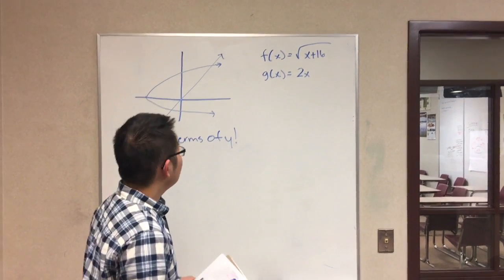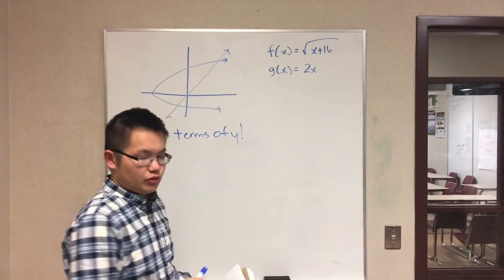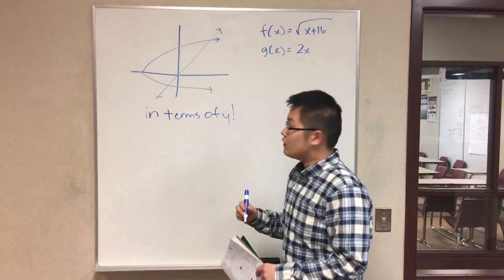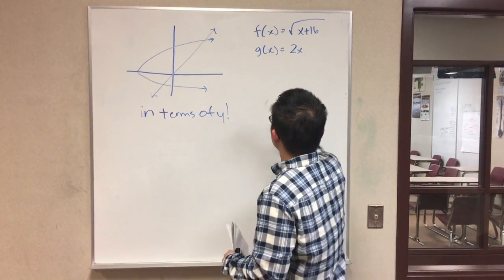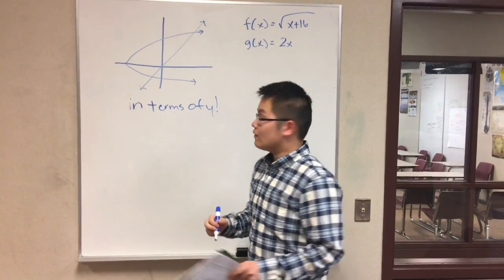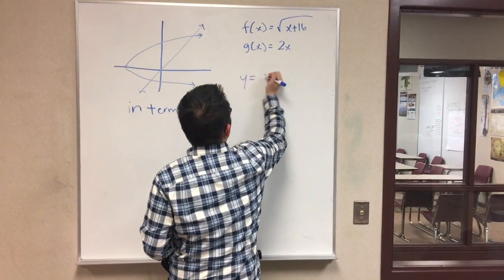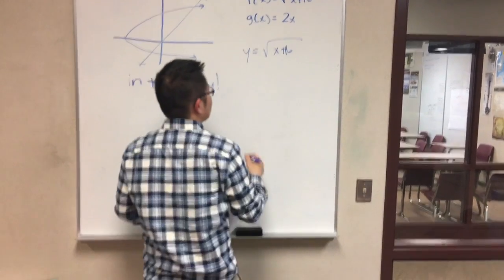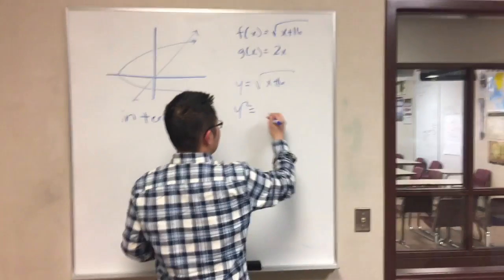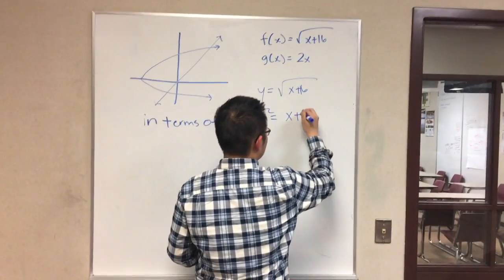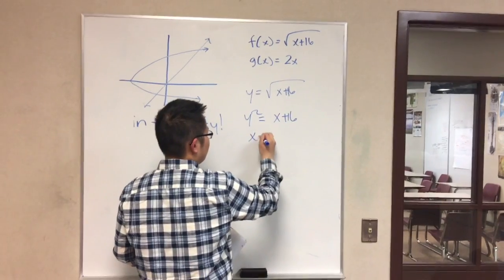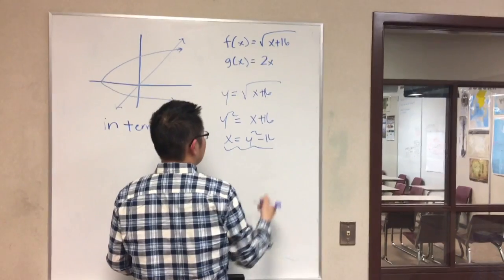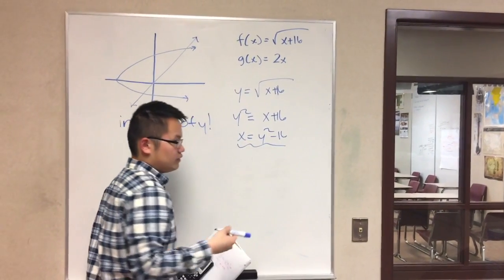Alright, so in this example, we are going to find the area between two curves in terms of y instead of x. So the first step in solving this area would be to put these two equations in terms of x. So it'll be y equals square root of x plus 16, and square both sides, so it'll be y squared equals x plus 16. Then you would move the 16 to the left side, and that would get you x equals y squared minus 16. So that will be the f of x in terms of x.